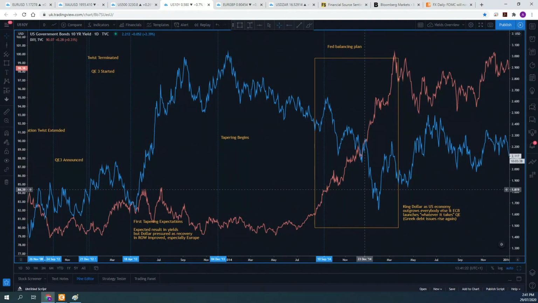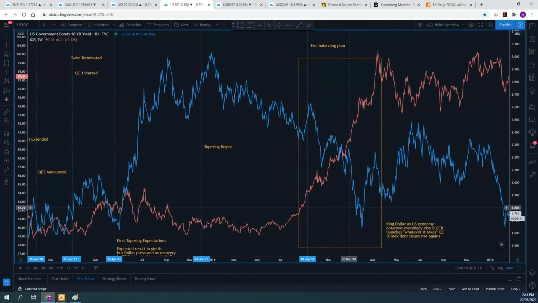So the opposite reaction in yields, but the dollar, of course, outperformed as the market started to anticipate higher rates for the US. But also, the ECB launching a bazooka with their whatever it takes QE program, as well as Greek debt issues, started to see lower currency values for the euro and the pound, etc. And that, of course, saw the dollar outperform again.